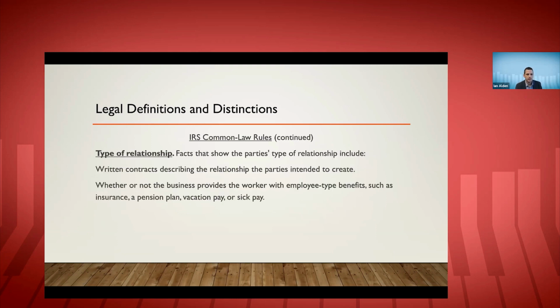And then the types of relationships, written contracts. If you say they're an employee in the contract, that's an employee by default. If you say they're an independent contractor, that suggests an independent contractor relationship, but you still have to look at these other tests. If you're providing employment benefits, they're an employee. Don't do that. Don't give them vacation, sick pay, a pension, retirement. Don't give them employment benefits. In a lot of instances, you can't anyway, but just don't try to do it, because if you try and create employment benefits for your independent contractor, it strongly suggests they're employees.